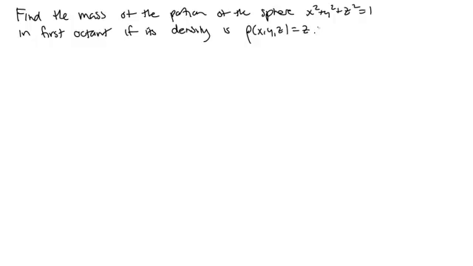Find the mass of the portion of the sphere x squared plus y squared plus z squared equals 1 in the first octant if its density is given by rho of x, y, z equals z. Let's start off by drawing a picture. So here's the xyz space.